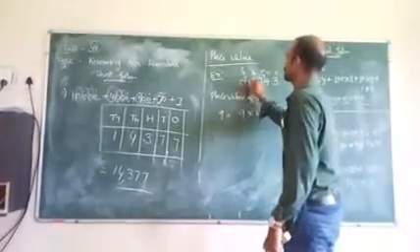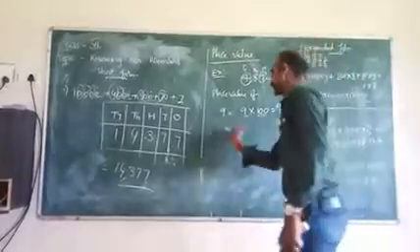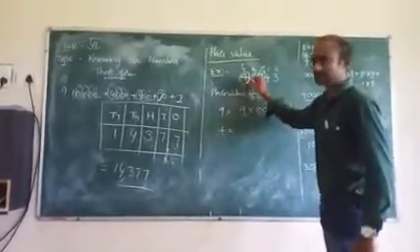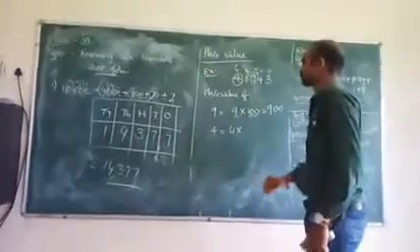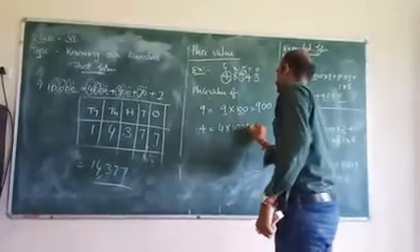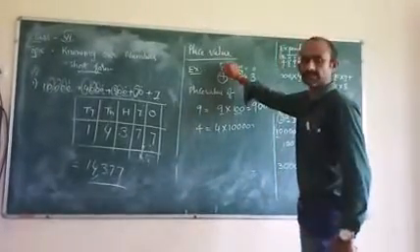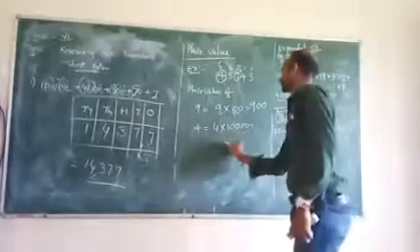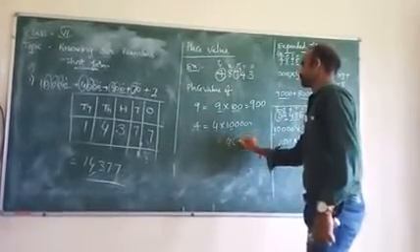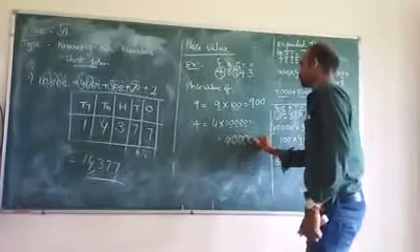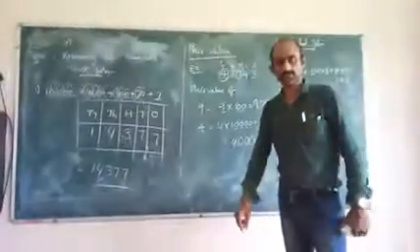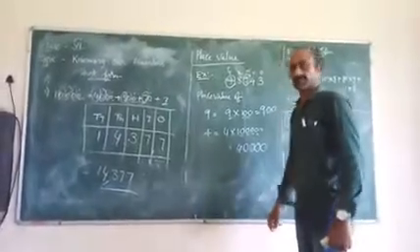Now the place value of 4. The 4 is in the 10,000 place. So 4 ones are 4. How many zeros are there? 1, 2, 3, 4. So the place value of 4 is 40,000.